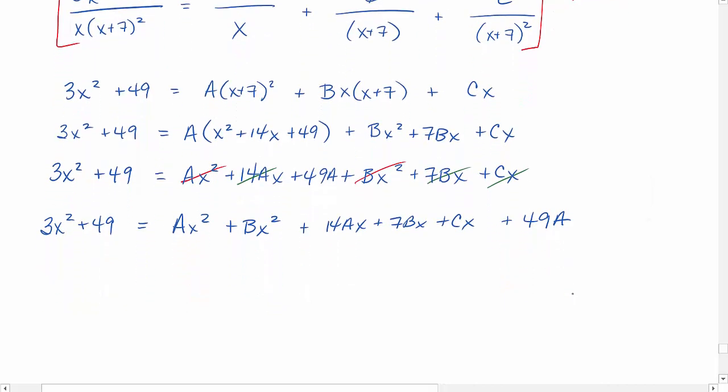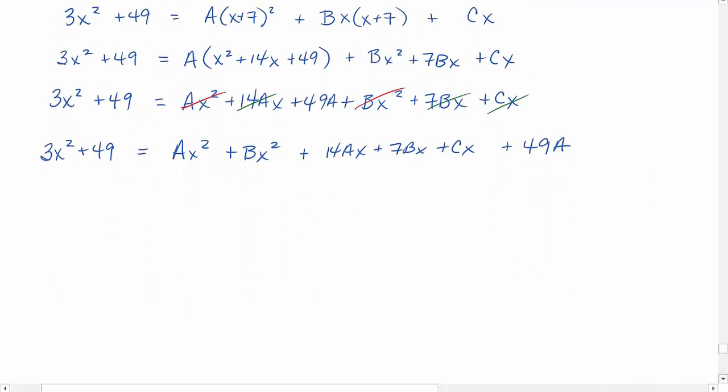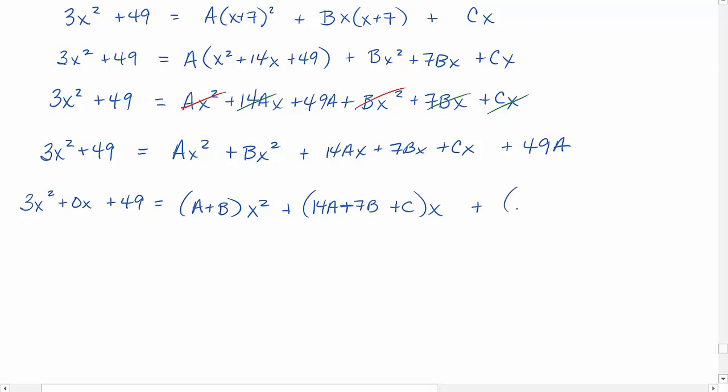On the right side, we're going to want to factor our x variables out so that we can equate coefficients. But notice on the left side, we're missing a linear term. There's no x to the first term. I want to put a placeholder in there so that when I equate my coefficients, I have something to equate with. This becomes A plus B times x squared, plus 14A plus 7B plus C times x, and then just plus 49A is all by itself.